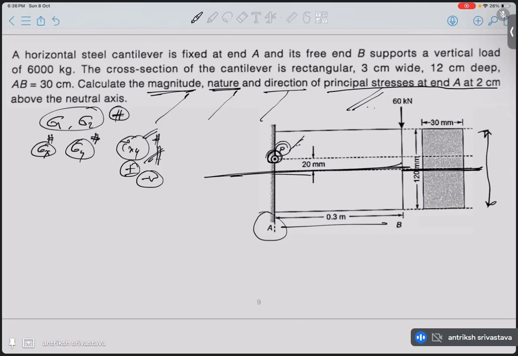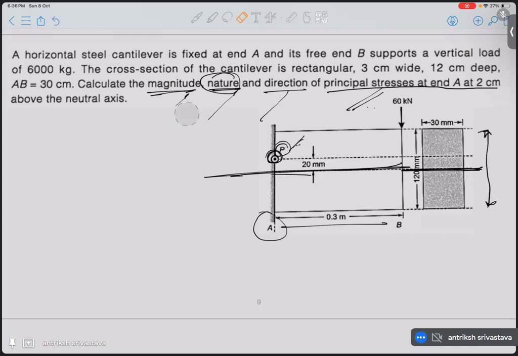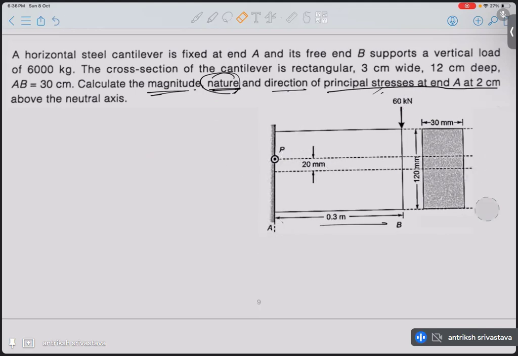No, not compressive or tensile, but whether it is positive or negative. But when we are asked in this question for magnitude and nature also, then we have to talk about that. And for that only one good concept we'll use. So let's first deal with the easy things. That is, let's first calculate the moment at this end A, and the shear force.